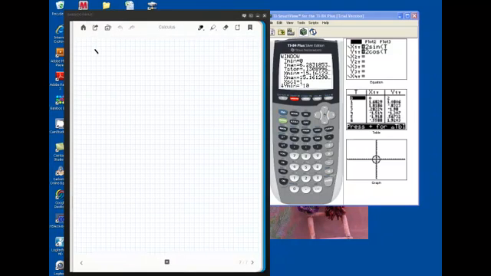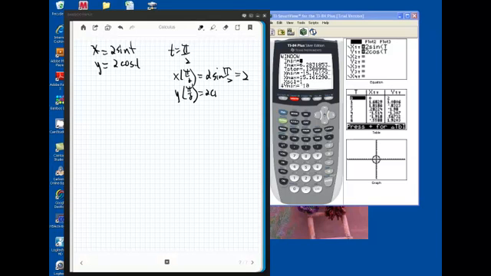So I've got x equals 2 sine t, y equals 2 cos t. How about when t equals pi halves? All right, well, x of pi halves equals 2 sine of pi halves, which I know is 2, and y of pi halves equals 2 cos of pi halves, which is 0, because cosine of pi halves is 0.